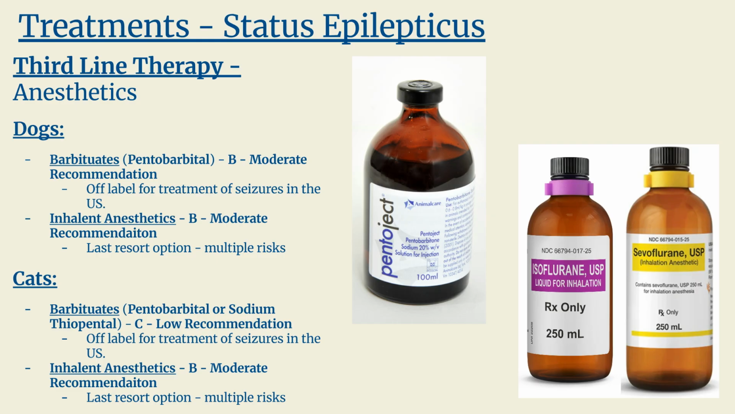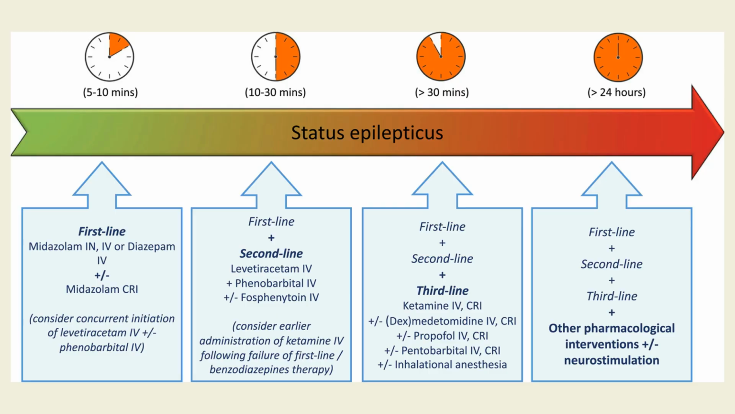Our other anesthetic options include barbiturates and inhalant anesthetics. We aren't going to dig too deep into these because these are thought of as last resort options due to the severity of their adverse effects. Both require intubation with constant monitoring and great caution to avoid overdose. Common adverse effects include severe cardiovascular and respiratory depression and death. Again, these options exist but should only be attempted with severe refractory status epilepticus, and generally, if we're getting to this point, quality of life conversations need to be made. This is just a diagram that summarizes everything that we just spoke about and can be found in the ACVIM guidelines.